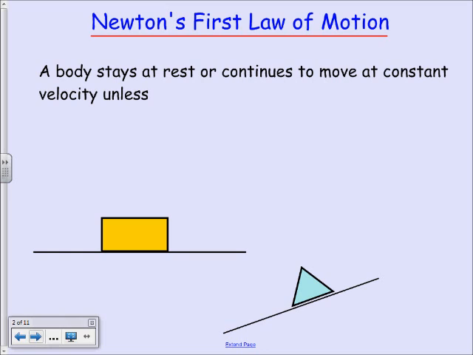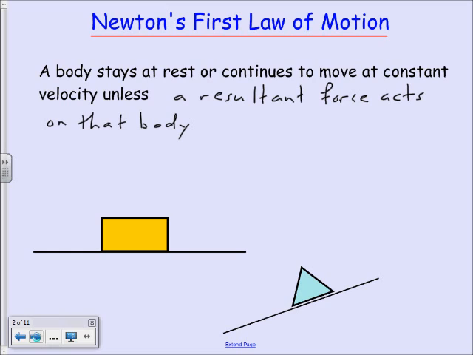Right, Newton's first law of motion. A body stays at rest or continues to move at constant velocity unless a resultant force acts on that body. All right, resultant. Take note of that.